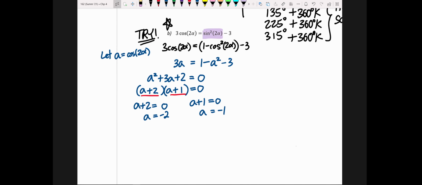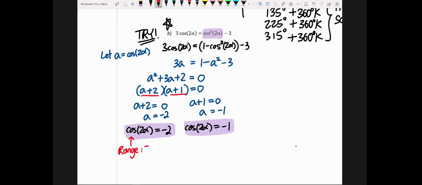Okay. So we've completed step 1 together. We got our trig function cosine of 2 alpha isolated, and it's equal to either negative 2 or negative 1. When your sine or cosine value is equal to a number that's not in the range for sine and cosine, then you know that that equation will never be true. So right here, you may have caught that, remember the range for cosine and sine is negative 1 to 1.